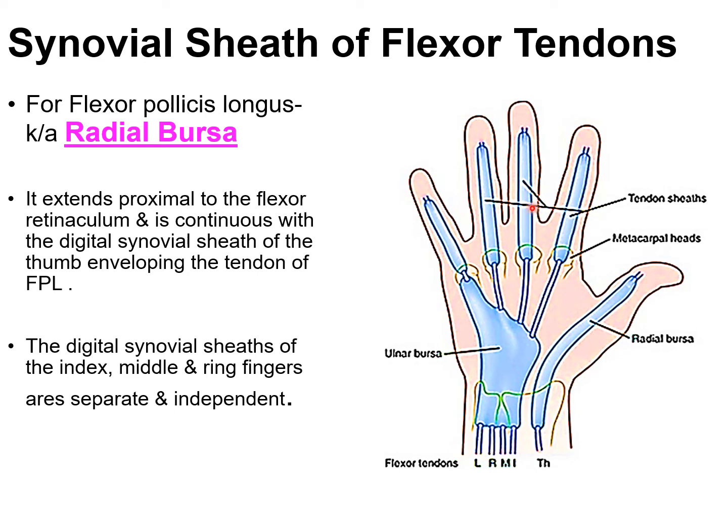Also, the digital synovial sheaths enclose the flexor tendons in fingers, and they line the fibrous flexor sheaths. The digital sheath of little finger is continuous with the ulnar bursa and that of the thumb with the radial bursa. However, the digital sheaths of index, middle, and the ring finger are separate and independent.